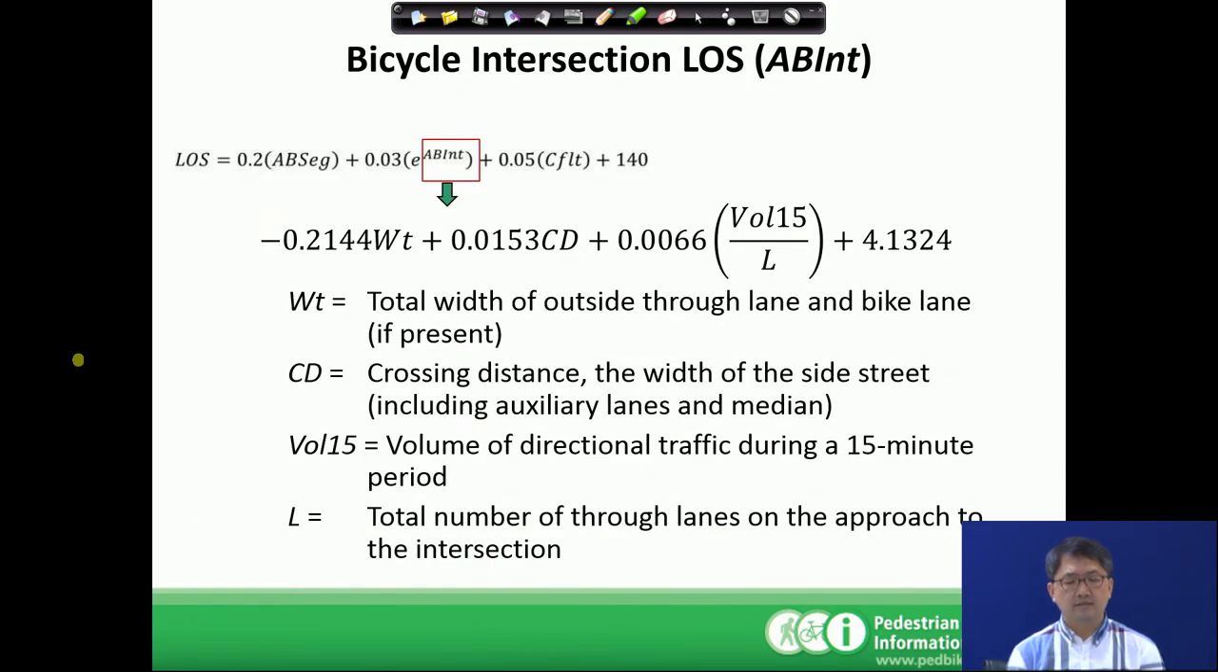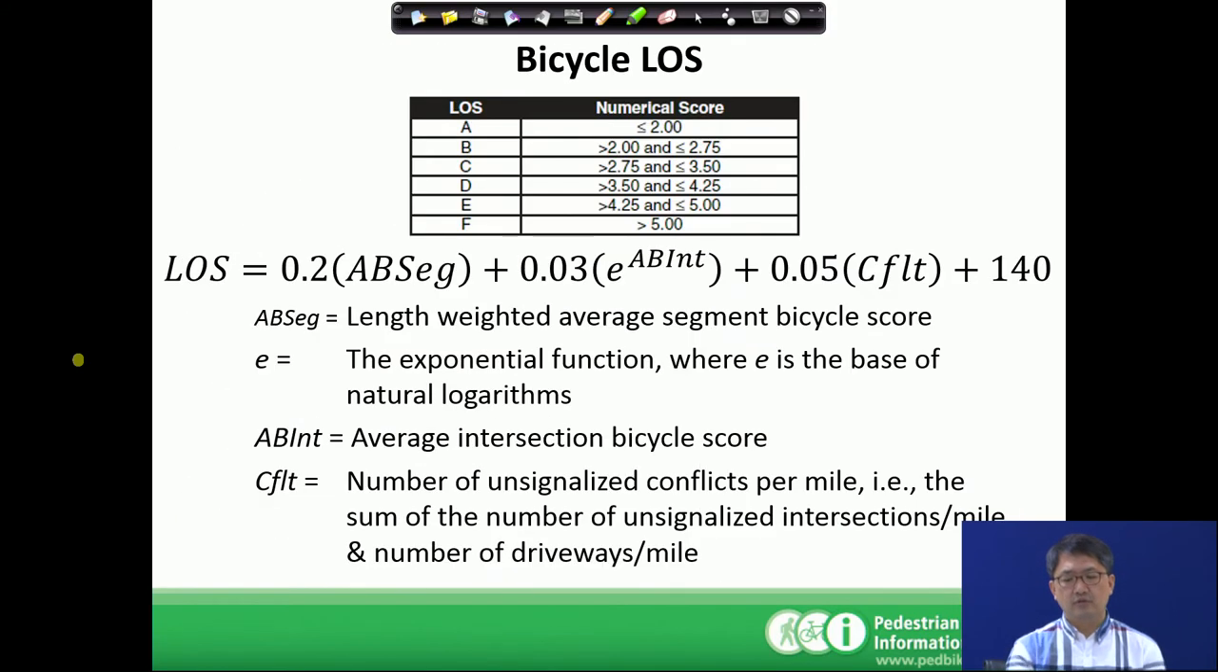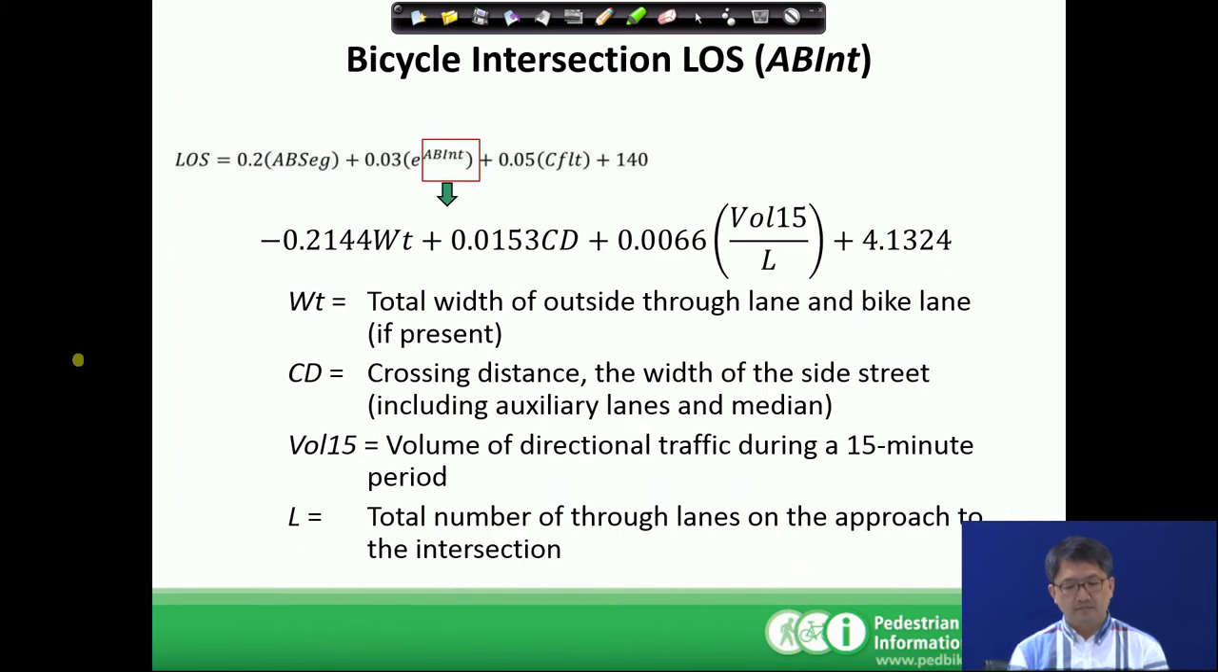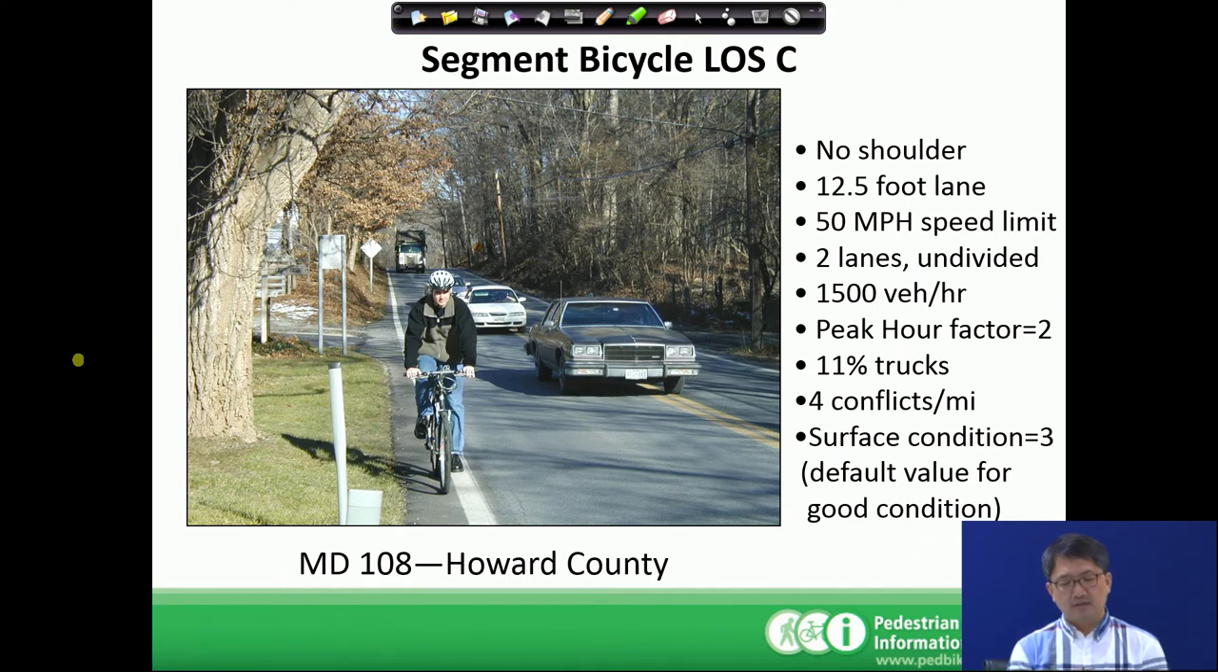So using these scores, you put those A, B segments and the A, B intersection, and then C conflicts is fairly straightforward. Per mile, how many alleys and intersection conflicts are happening. And you calculate this out, and then you can measure level of service. So this is not that hard to get. Some of the bicyclist level of service.